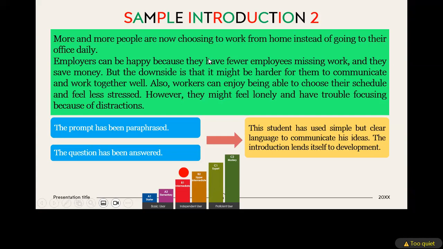It is appropriate. Now, if you're talking about work, we have employees, we have missing work, we have communication, we have schedules, we have stress. You see here, all the vocab is topic specific. But if you say "it is a highly controversial issue and it brings about a lot of intense debate" and that empty talk, that is not specific to the topic.